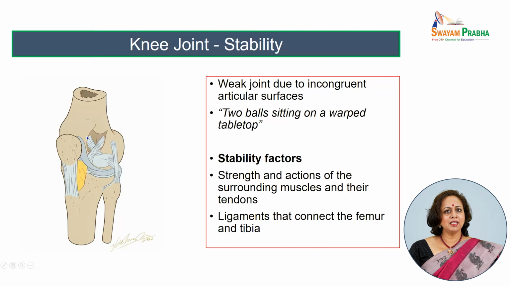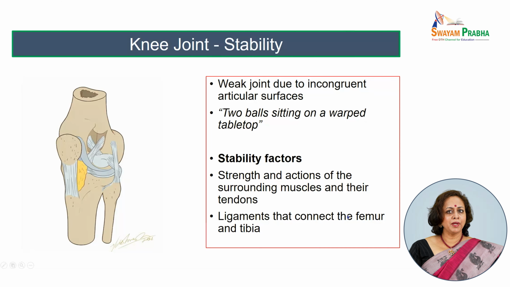Knee joint is a weak joint because the articular surfaces are incongruent. So the two femoral condyles have smooth surfaces and they resemble two balls, and the tibial plateau is irregularly shaped. So this is a warped tabletop. So we imagine two smooth balls sitting on a warped tabletop. Definitely it's not going to be stable. So, what are the factors which maintain stability of this knee joint?